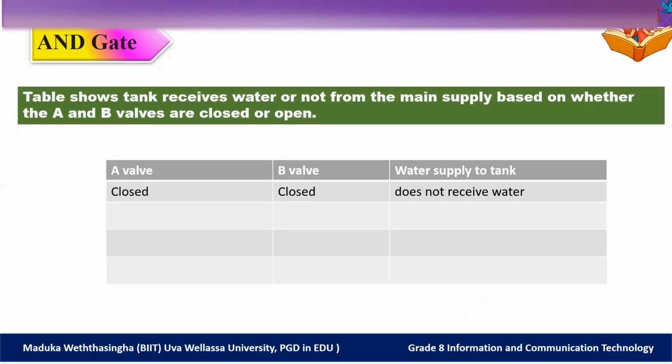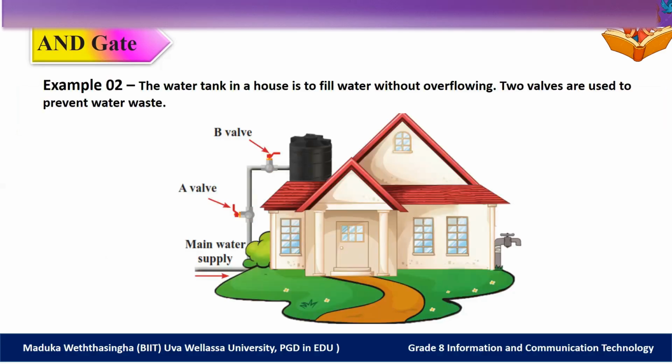You have to complete this table, okay? First, write down the example number 2. The water tank in the house is filled with water without overflowing. 2 valves are used to prevent water waste. Let's write the example.